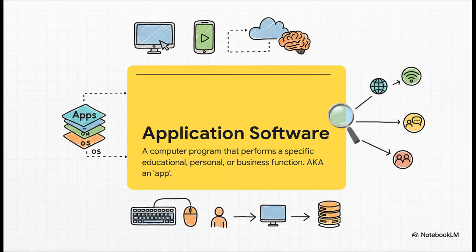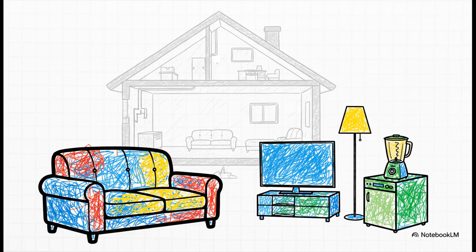If you're interacting with a program to write an email, edit a photo, or play a game, well, that's an app. Let's go back to our house metaphor because it works so well here. If the system software is the hidden foundation and wiring, then application software is all the stuff you put inside. The comfy couch, the big screen TV, the microwave. You know, the things you actually choose and use to live your life in that house.